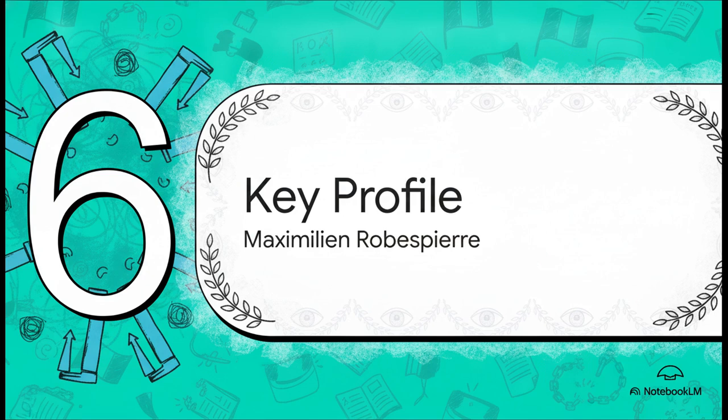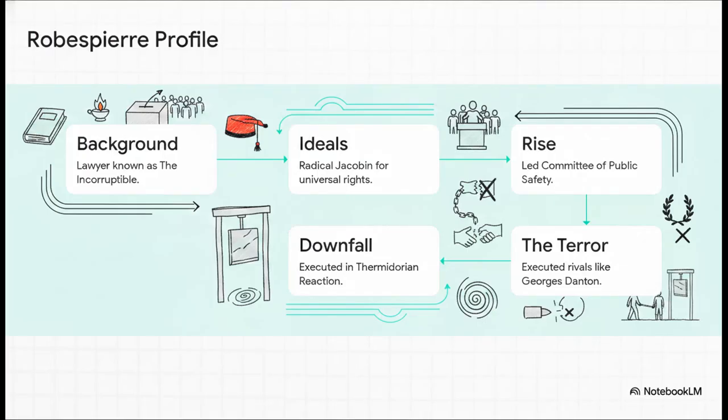Part 6. Key Profile: Maximilien Robespierre. Okay, here is exactly how you can structure your exam answer on Robespierre into 5 clear steps. Step 1. Background. Robespierre was a lawyer from Arras, famously nicknamed the Incorruptible because he utterly refused to take bribes. Step 2. Ideals. He was a radical Jacobin who, interestingly enough, initially fought against the death penalty and argued for universal male voting rights. Step 3. His rise. He gained massive popularity with the sans-culottes and became the leading voice of that Committee of Public Safety.